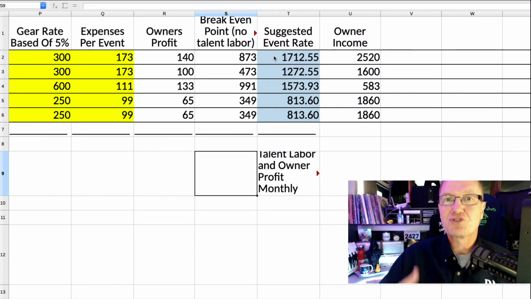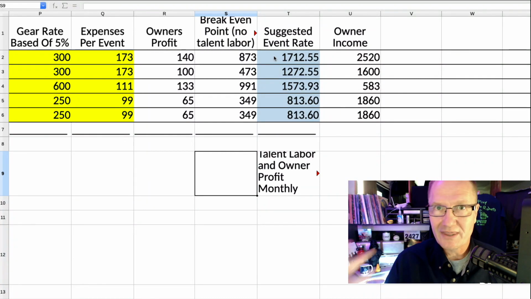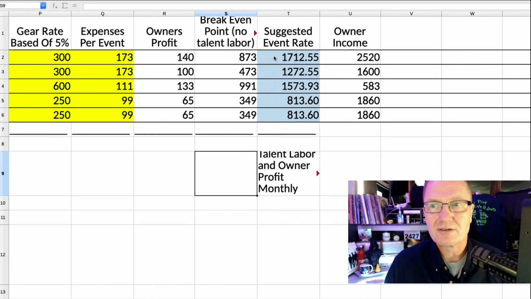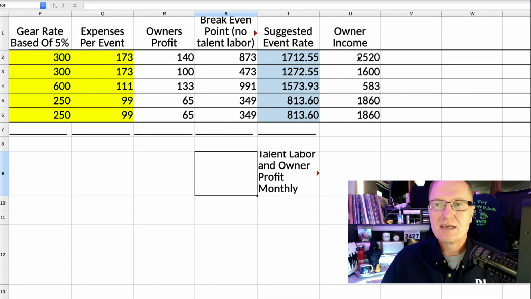If all of a sudden you triple the cost of your gear, that number is going to go from $300 up to $500 to $1,000, and that's obviously going to change your final number here. So with an assistant, $1,700 roughly should be the suggested. Without an assistant, just to do it yourself would be roughly around $1,300. And if we come over here and add the owner money that can come in from this, for those 3 events, you'd be making roughly $2,500.